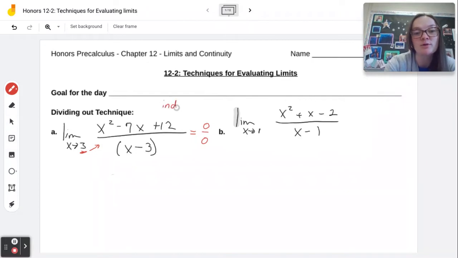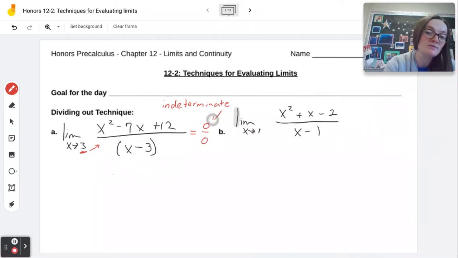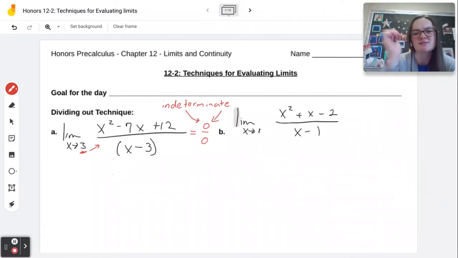If we remember that word, indeterminate form, it means that it's undecided. We don't know for sure if the limit is going to exist or not, so we need to investigate it. And we don't have a calculator this time, so we're going to have to be a little bit more creative. I want you to think about some things that you could do to this function to change it without fundamentally changing what the function is.